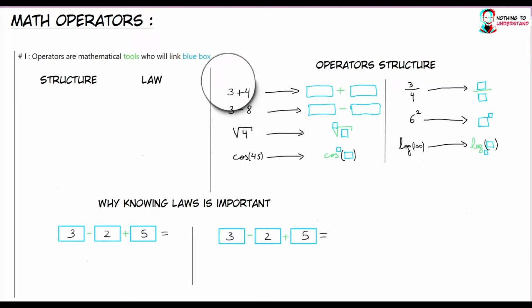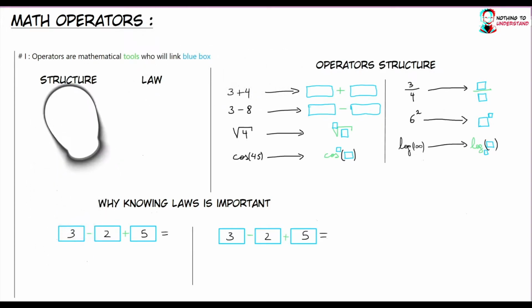So first of all, the addition. Plus sign, you see, you have a plus and then you have a blue box on the left, blue box on the right. The subtraction, minus, same thing, a minus sign to define the operator, blue box on the left, blue box on the right. Square root, same thing. Square root is the operator, a blue box inside, a blue box outside. Cosine, logarithm, exponential, fraction, etc. You see, every operator has blue boxes that define the structure of the operator.